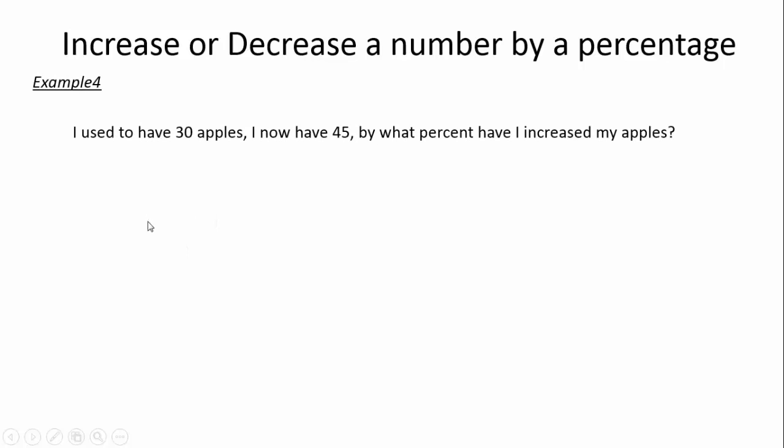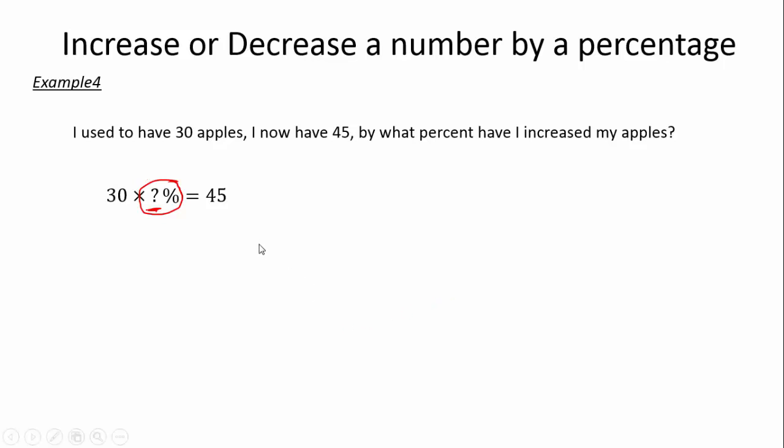I now have 45 apples. By what percent have I increased my apples? So it's now the same question but asked slightly differently. So we go 30 times some percent, and that's going to give us 45. So how do we solve for this part of an equation? Make sure you watch the videos on algebra and equations if you're struggling to figure this out.